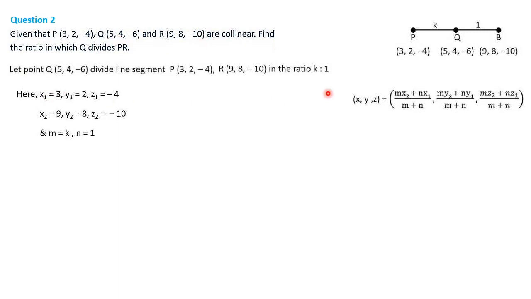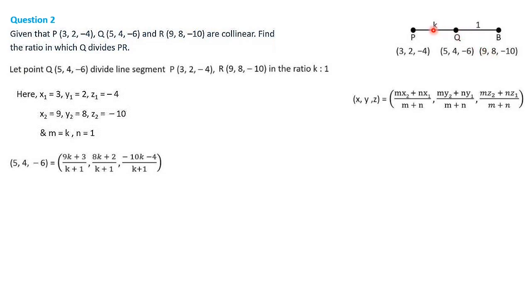Let's take the first point P as x1, y1, z1, and the coordinates of R as x2, y2, z2, and this one is x, y, z. Now by using the section formula, this (5, 4, -6), the x, y, z value, we know. So 5, 4, -6 is equal to m x2. You can see we will start from here. m x2, that means k into 9. This is the way we always start.